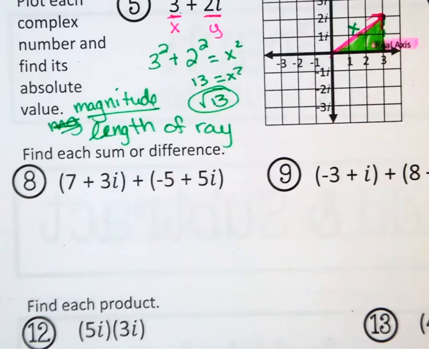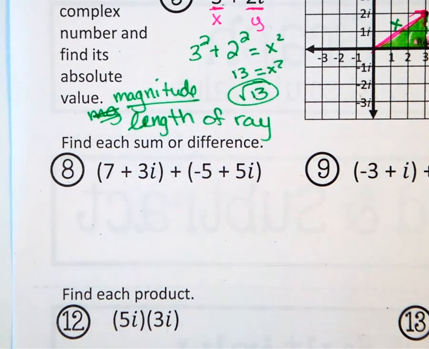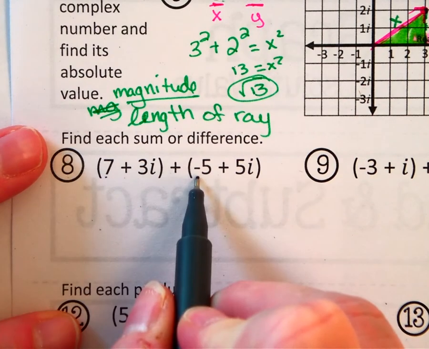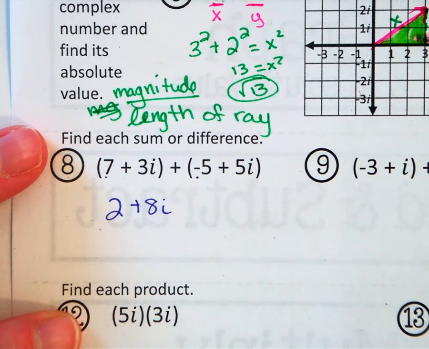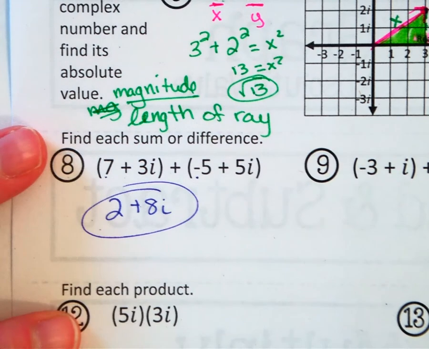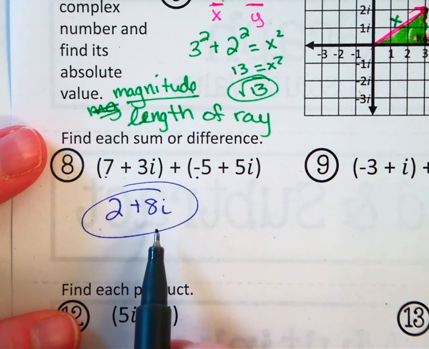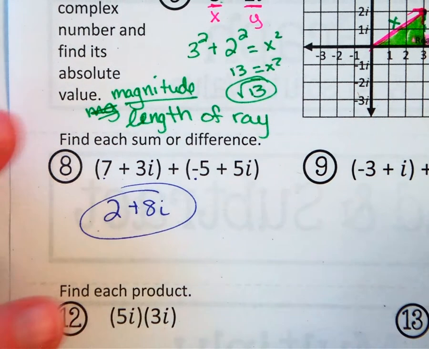All right, moving on with our complex numbers, adding and subtracting. Adding and subtracting your complex numbers, you're going to add the real numbers out in front, and then you're going to add the imaginaries. i acts just like any other variable that you have. So for this first one here, number 8, I'm going to add my real numbers. 7 plus negative 5 gives me 2. 3i plus 5i gives me 8i. And that's my final answer. The imaginary number always comes at the end. Always.